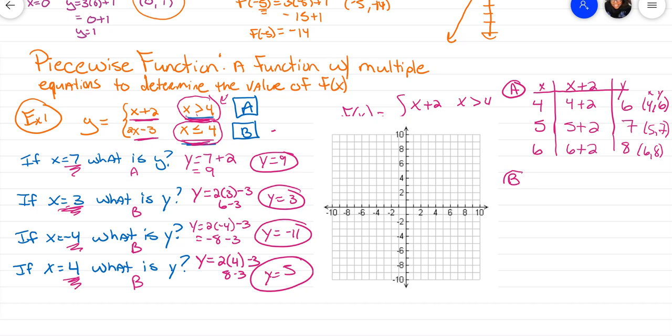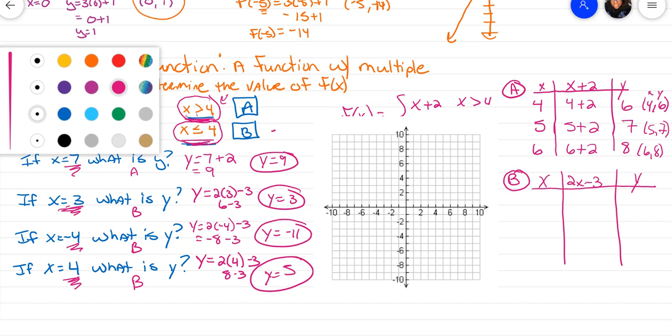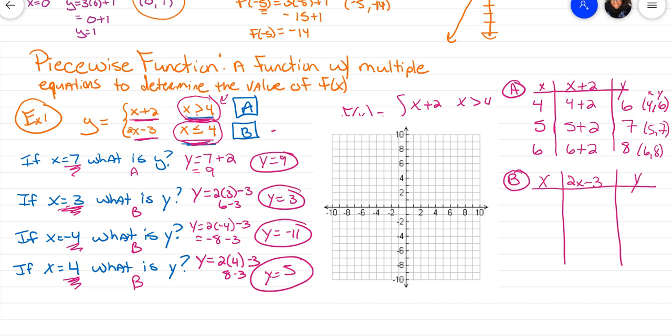For B, now we look at the second function. For the second function, it's 2x minus 3. I'm going to write that in the middle, and x and y. Now for this one, it says x is less than or equal to 4. Again, I always want to include this cutoff value. So I'm going to put 4.